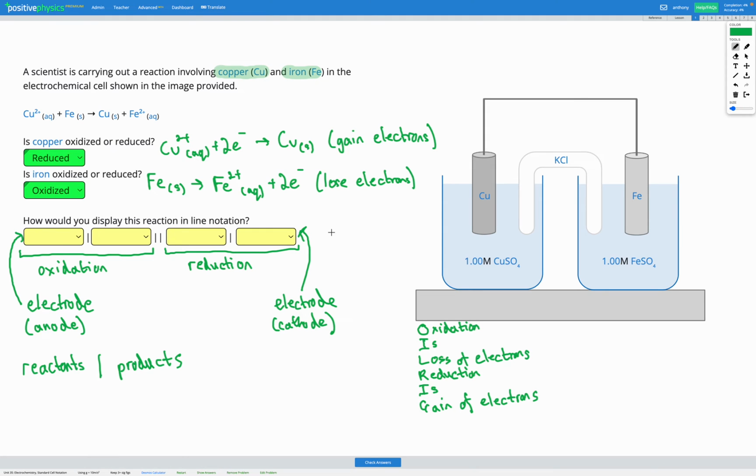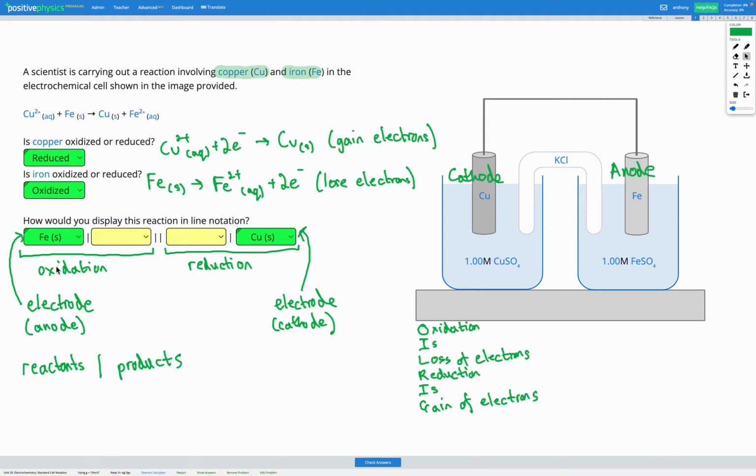Awesome. Okay. So we know that the anode is where oxidation takes place. So that means iron must be the anode. So I'm going to label that on here. This is the anode. And the cathode is where reduction takes place. So that means that the copper electrode must be the cathode. So the anode is always going to be the very leftmost thing, which was iron solid. And the cathode is always going to be the very rightmost thing, which was copper solid.